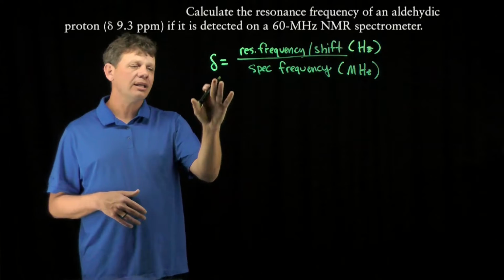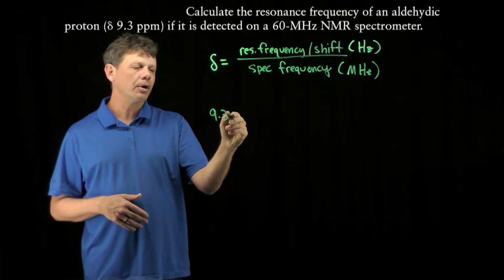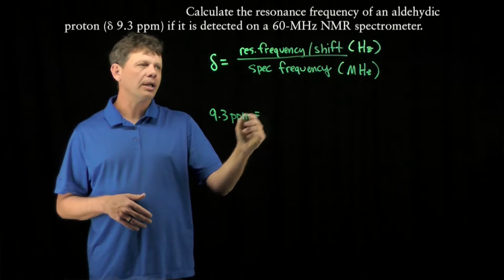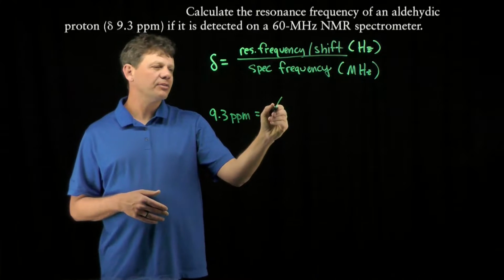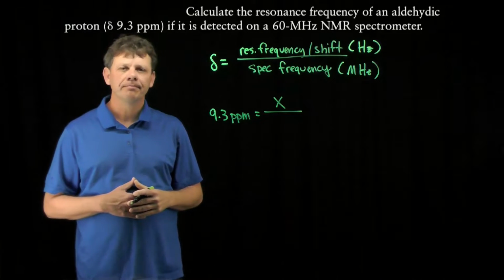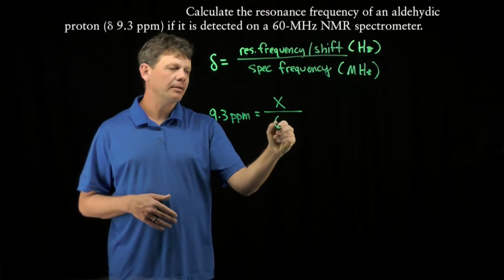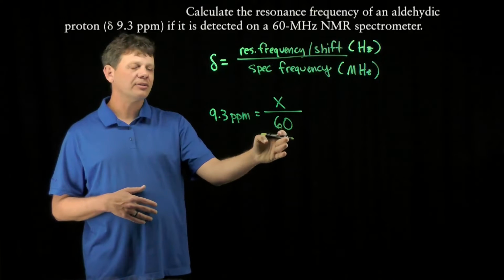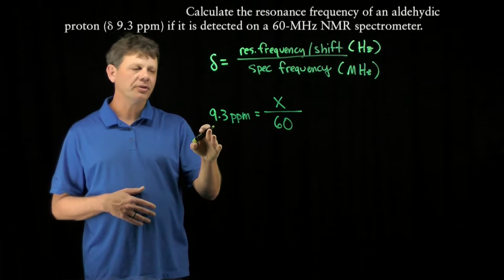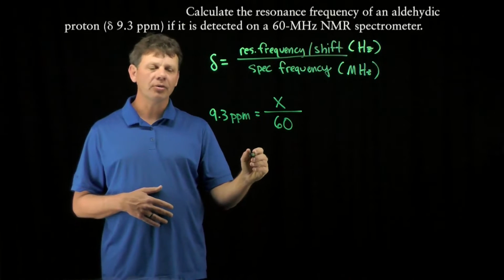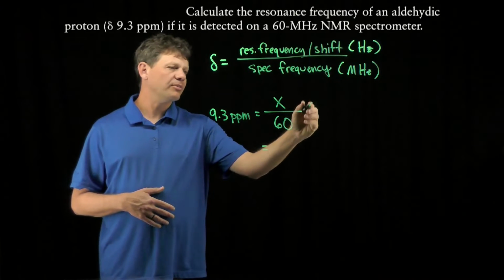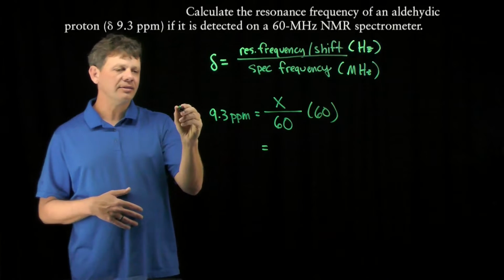Now, what we're given here is 9.3 parts per million as our chemical shift. We're asked to solve for x, and we're given the spectrometer frequency is 60 megahertz. So x divided by 60 equals 9.3. Multiply both sides times 60 to get x by itself.